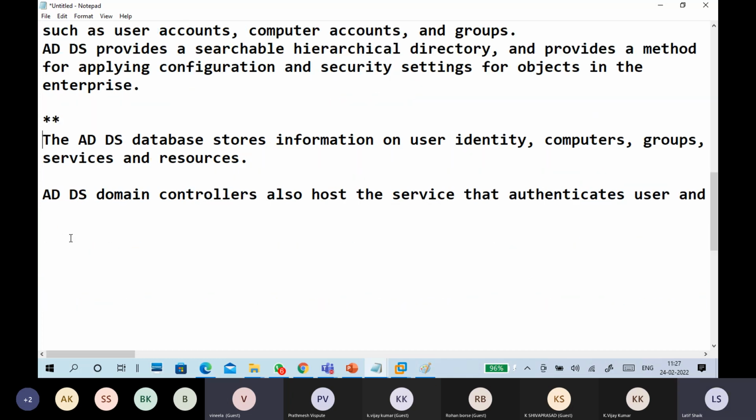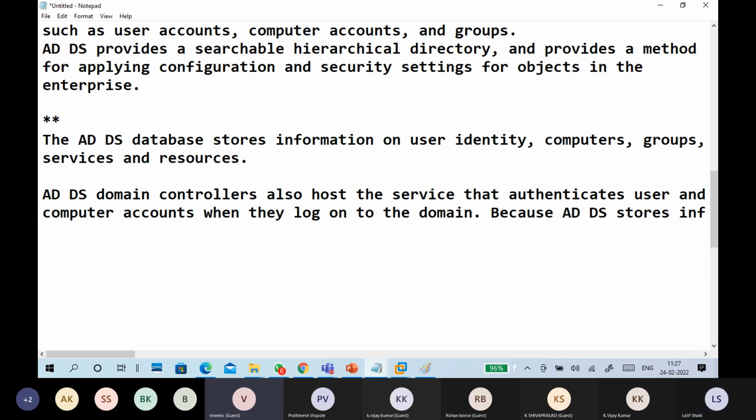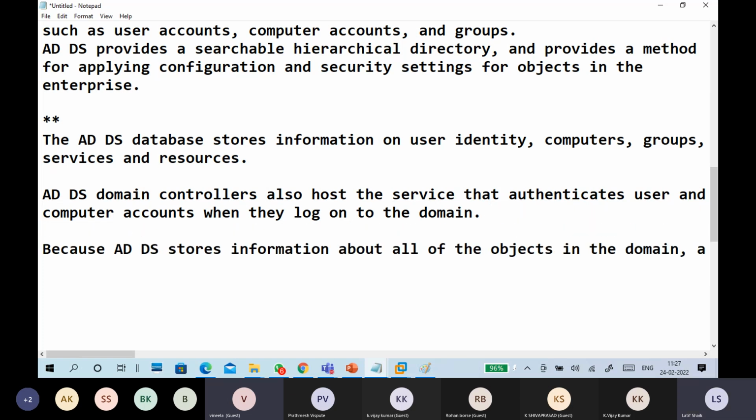Don't forget this. The Active Directory Domain Services domain controller also hosts a service that authenticates users and computer accounts when they log on to the domain. This is the second important point. Don't forget this one. It is a very important point.